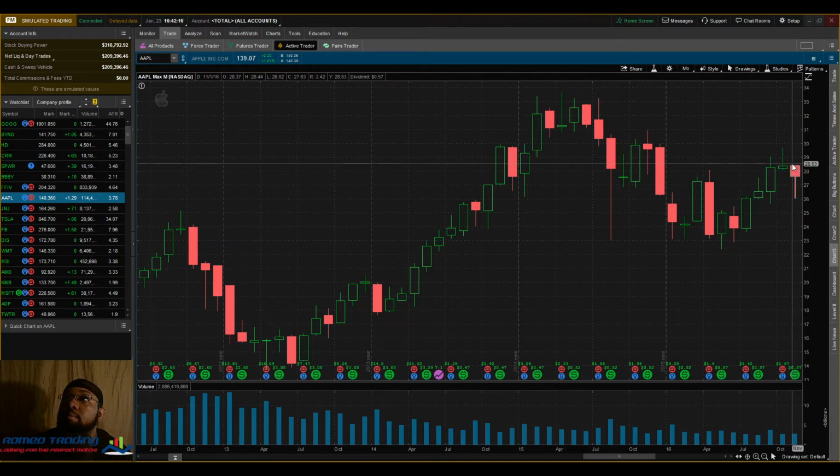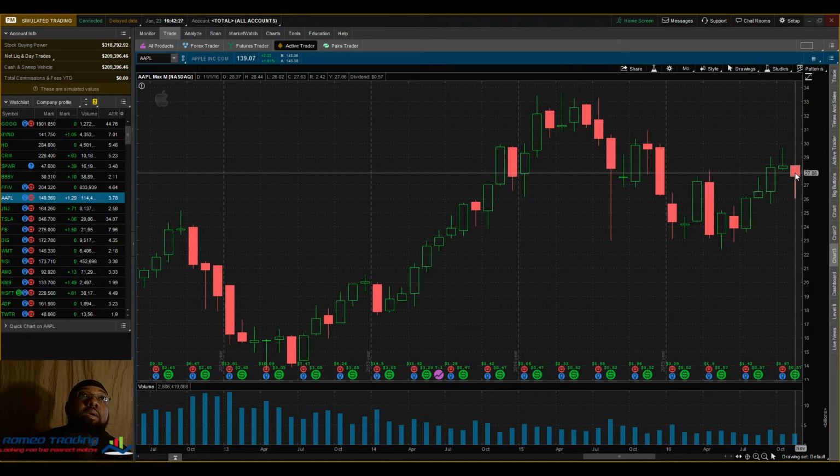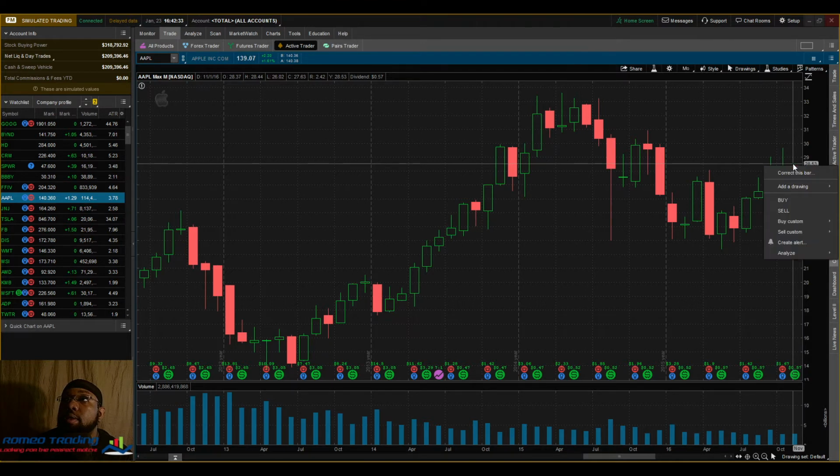I'm gonna go ahead with Thinker. This is the Thinkorswim platform, by the way. I'm looking at this chart. I want to get in. I see the high that it put in for this month was $28.44. I'm just gonna round it up to $28.50. I'm gonna right click and do buy custom order, and I'm gonna do buy with OCO bracket order.